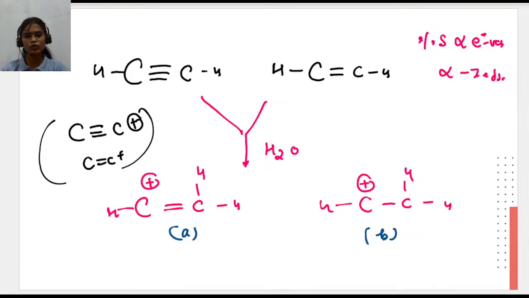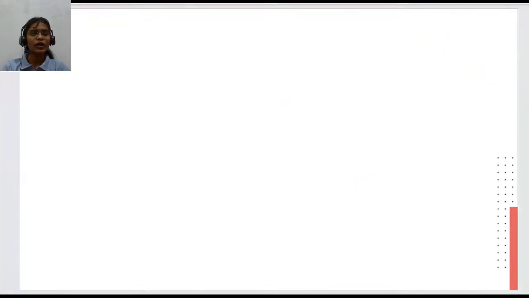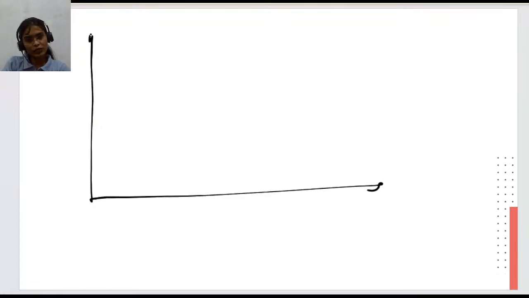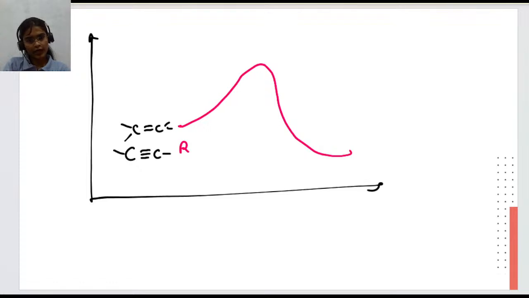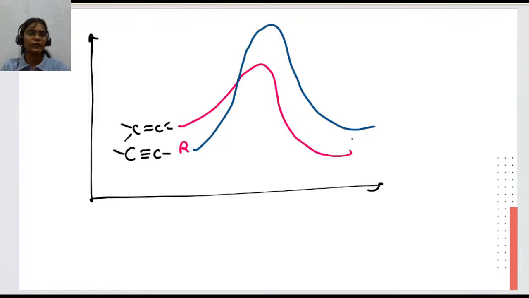Like, let's suppose we discuss a kind of diagram as well. How does it look? Let's suppose we are starting from the reactant, where this is a carbon-carbon triple bond and this is a carbon-carbon double bond, like this, and both are on the reactant side. So for this graph, the graph looks like this, and for the triple bond, the graph looks like this. See the difference here. Why?